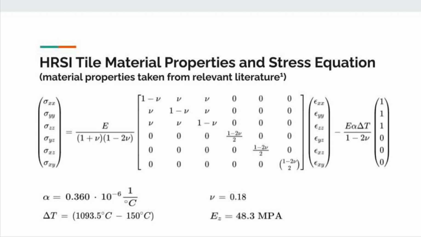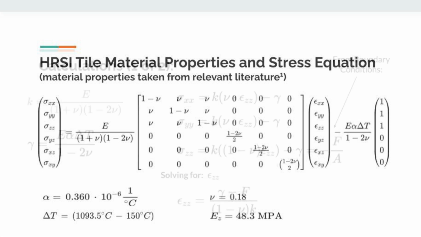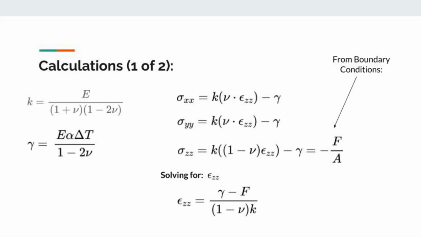To find the stress components, we can use the constitutive equations as shown. Subbing in the known values obtained from relevant literature, we can get the values for each stress component. To simplify the calculations, we can assume K and gamma as the equation shown on the left. Thus, we can get the sigma XX, YY, and ZZ relation as shown on the right side. Since we know sigma ZZ equals negative drag force over area, we can sub in and obtain the values for epsilon ZZ as shown.